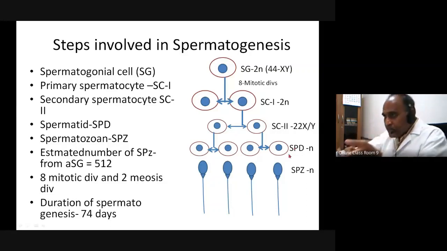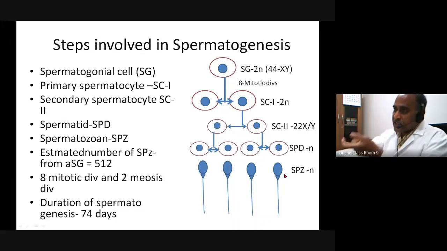Now the spermatid will be differentiated. Up to this point, there is division: 8 mitotic divisions and 2 meiotic divisions. So in all, we get around 512 spermatozoa or spermatids from one spermatogonial cell. You can calculate that: 8 mitotic divisions and 2 meiotic, that comes to 2 to the power 9, which is 512. And the exact total duration is about 74 days to form.